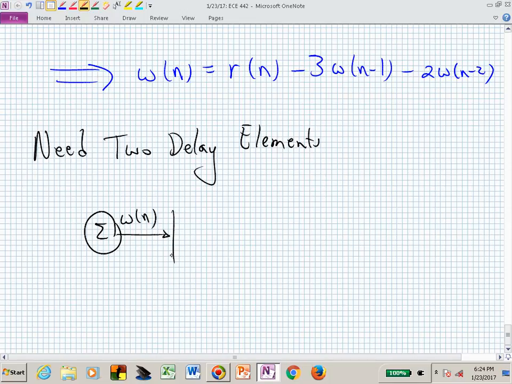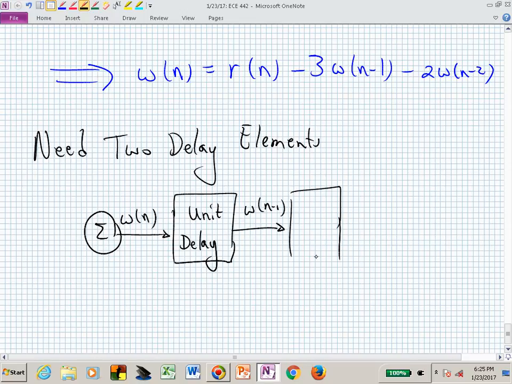But what happens if we pass W of n through a unit delay? What comes out the other side? W where? One time step before, which is n minus 1. So this is W of n minus 1. What happens if you delay that with a unit delay? What comes out of the output of that unit delay block?